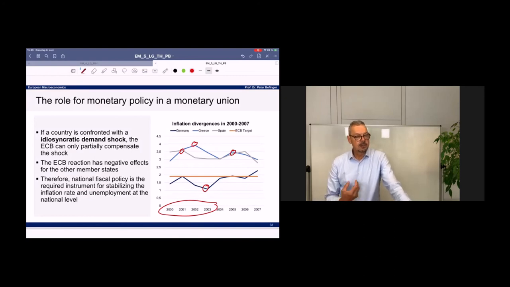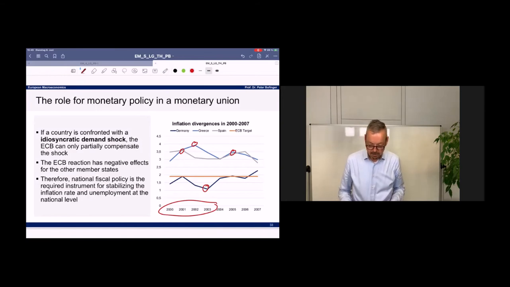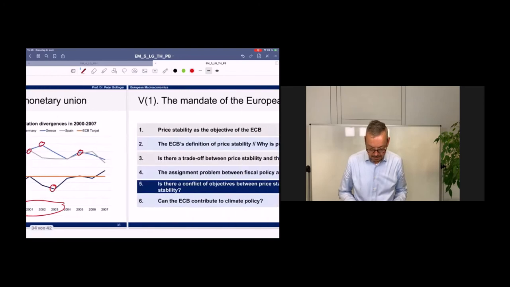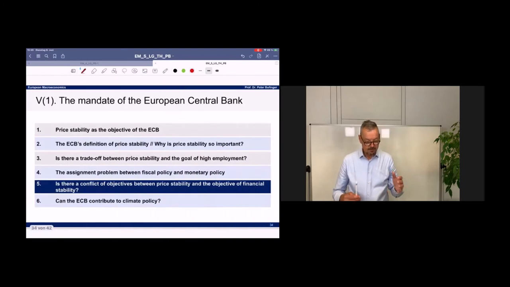And therefore, we can say, especially in a monetary union, it might also be useful if the national governments see some responsibility for price stability, because this contributes to a more effective interest rate policy for the euro area.